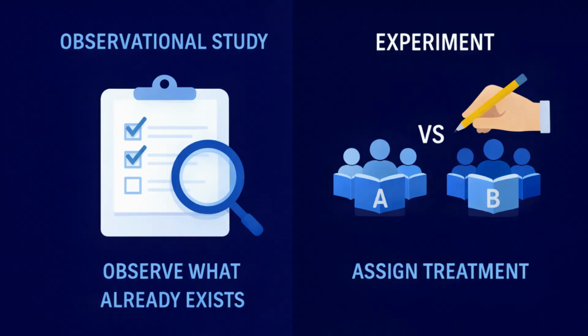Related to this is the difference between observational studies and experiments. In an observational study, you observe what already exists, such as surveys or school records. In an experiment, you actively assign a treatment, such as testing 2 different study strategies. Experiments are stronger for supporting cause and effect conclusions.